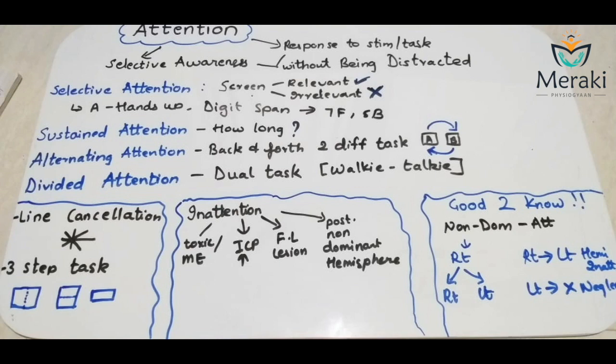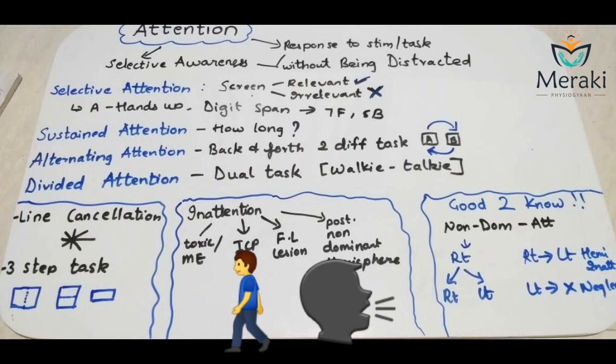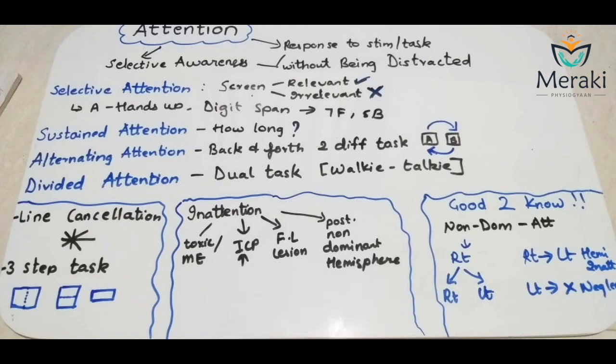The next is divided attention. That's basically your dual tasking or multitasking. Man is supposed to do dual or multitask, correct? A simple test is the walkie-talkie test. While you walk with the patient, have a general conversation or ask them questions. We basically see how they are able to walk as well as talk. That's your walkie-talkie test. Some other tests that we use for assessing attention are the line cancellation test.